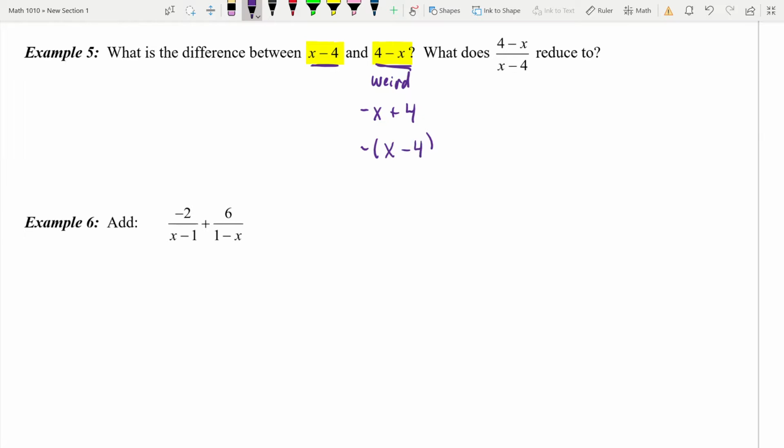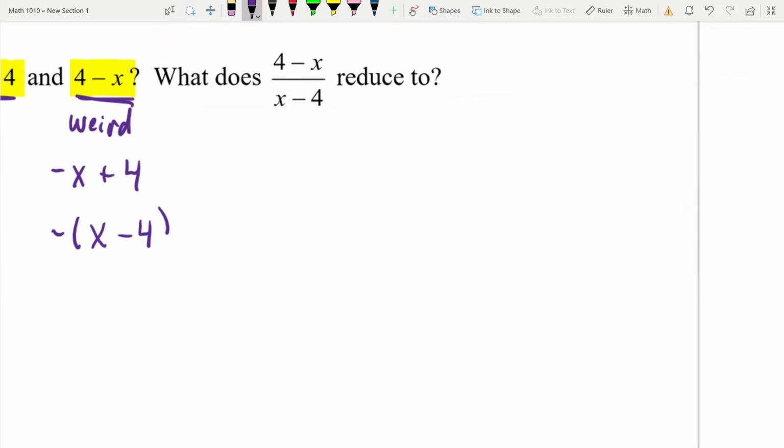So what's the difference? Well, they're the same, except the 4 minus x is multiplied by a negative. Okay, so I'm going to say 4 minus x is x minus 4 multiplied by a negative. That's it. Now, like I said, I think this is going to be on your test, on your final.